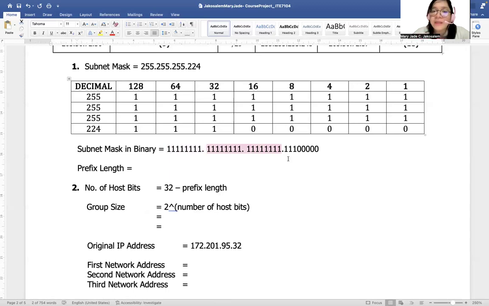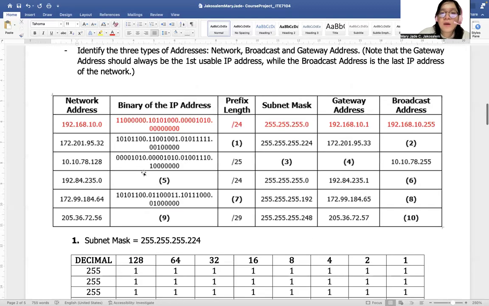24. And then 24 plus 3: 25, 26, 27. Hence, our prefix length is 27. So this is our answer for number 1. Next, for number 2, we're actually looking for the broadcast address.